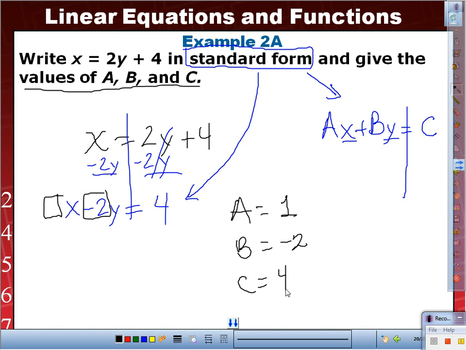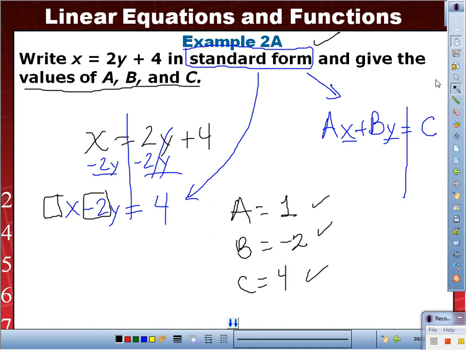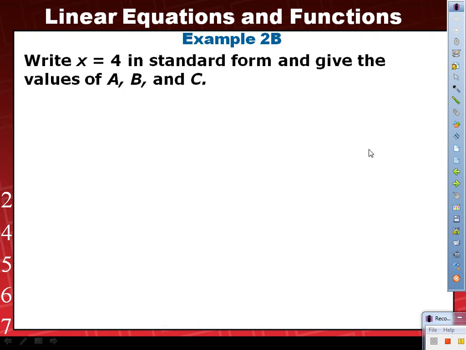And that's it. What are the 2 things that they ask us to do? Write it in standard form. There it is. And identify a, b, and c. Do we have that? Yes. So once again, just remember that both variables, x and y, need to be on the same side in order for it to be standard form. So let's look at this next one. Look up.